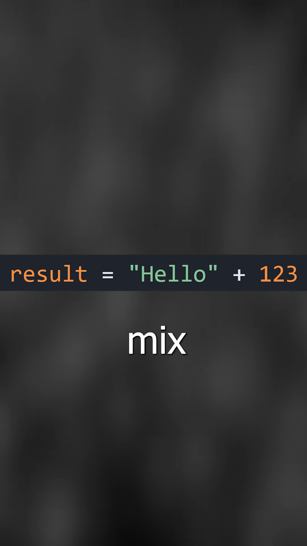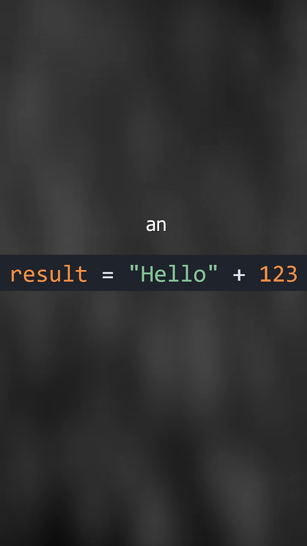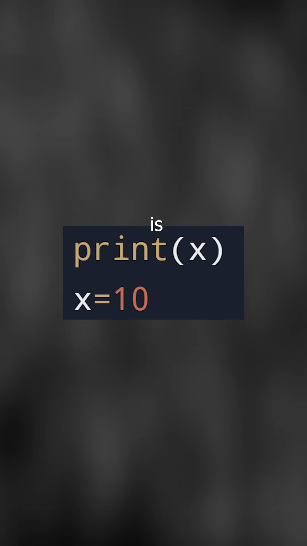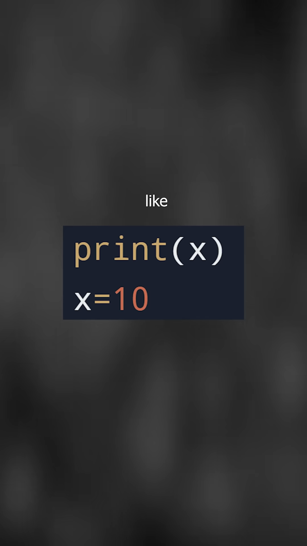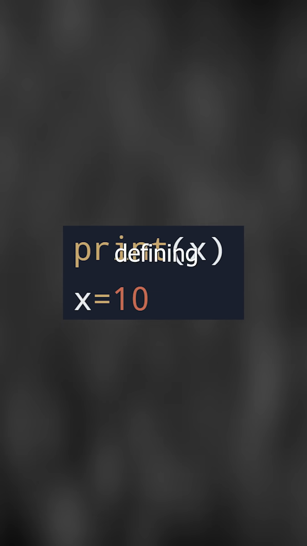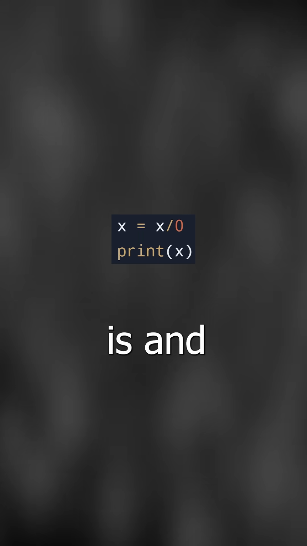A type error is when you mix types, like trying to add a string with an integer. A name error is when you use a variable that doesn't exist yet, like calling print x before defining what x actually is. And zero division error, which is where you divide by zero.